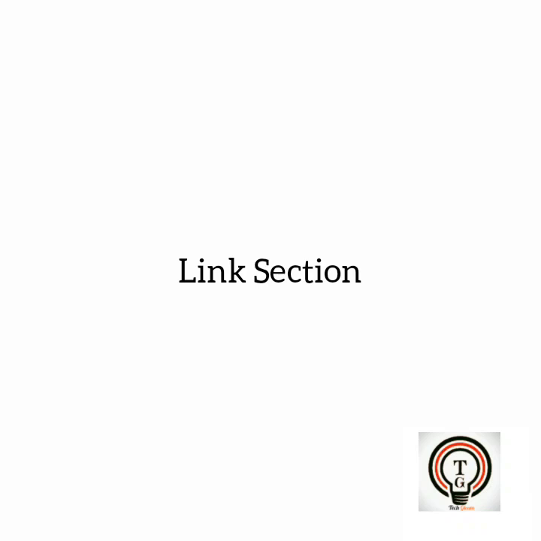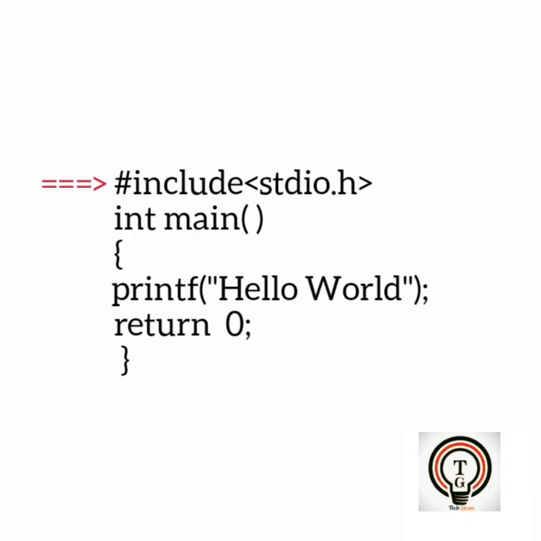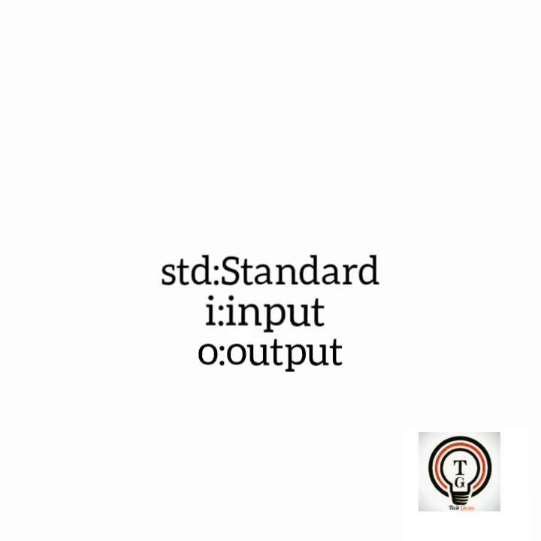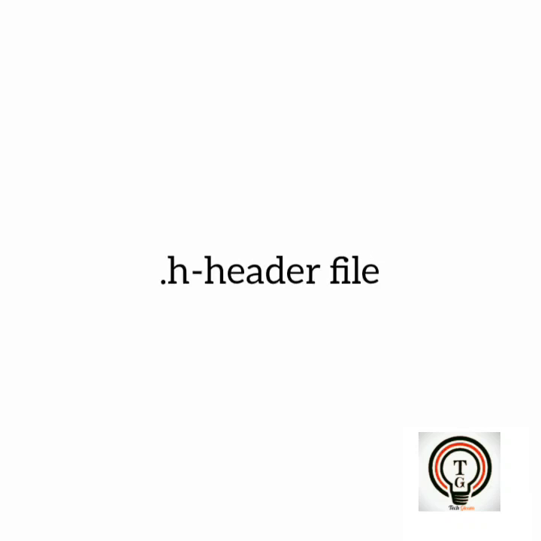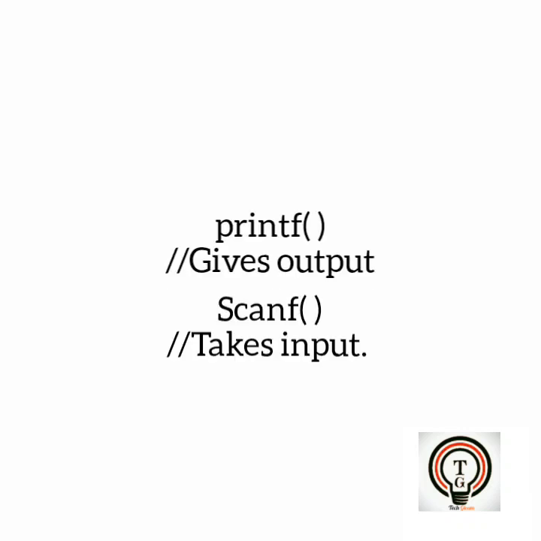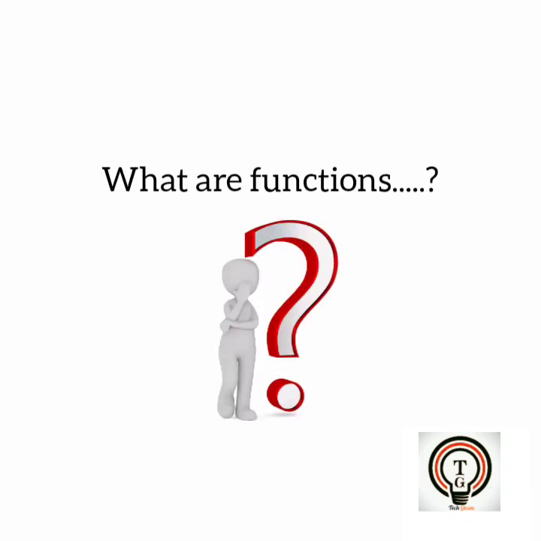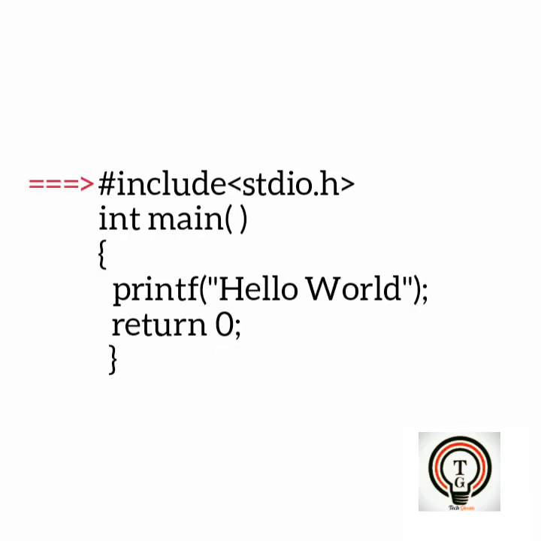Link section. In the link section, we can include some header files. In the previous program, we have used stdio.h header file. It stands for standard input and output header file, and .h is the extension, which means it is a header file. This header file contains some predefined functions. Those function calls are used in the program we write. I will post a separate tutorial for functions. For now, let us assume that header file must be included in the program at the beginning.